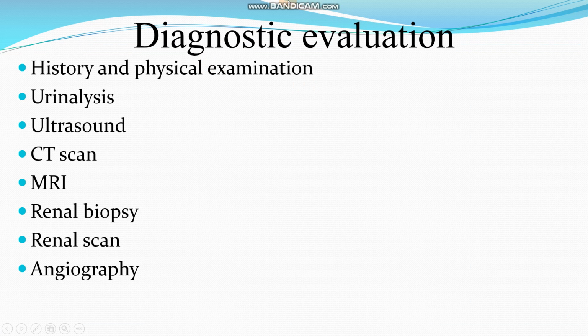Diagnostic evaluation: history and physical examination can be done. We can palpate the mass. We can ask about the related causes. On physical examination, we can find out obesity, hypertension and so on, or related causes. Urine analysis, ultrasound, CT scan, MRI, renal biopsy, renal scan, angiography. Renal angiography also can be done.